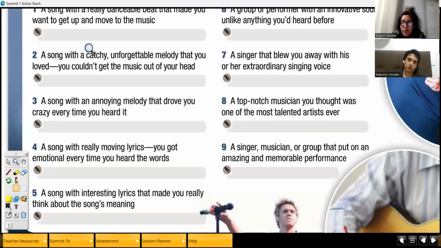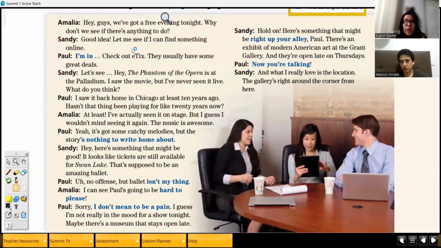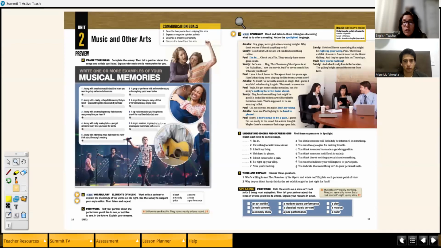Something catchy is also something that you can use. Something catchy is something entertaining that stays in your head. So it could be about music or it could be about different things, for example, songs or an advertisement. That would be good. So let's listen to the dialogue, that we have some phrases here that we're going to check.